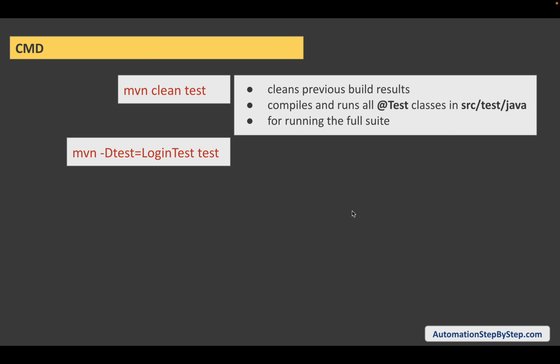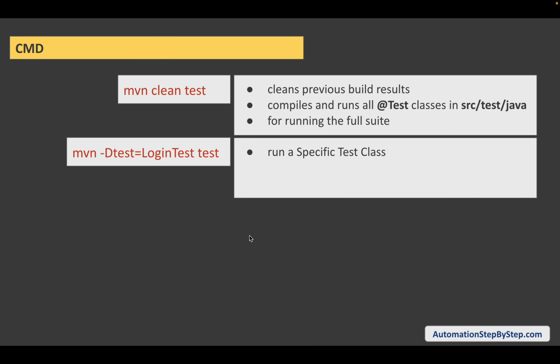Then we have another command, mvn, and then we give the name of the class we want to run by using the -D option. -D test equals whatever you want to run, and then test. It will run the specific test class, and here we just give the name of the class and do not give the extension .java, and then it will run only that particular test class.